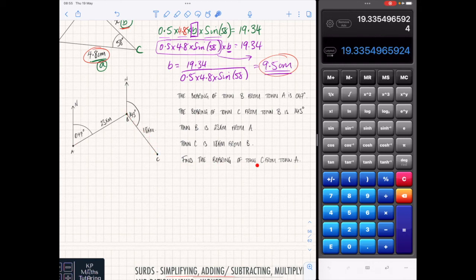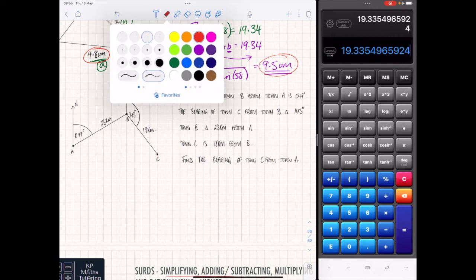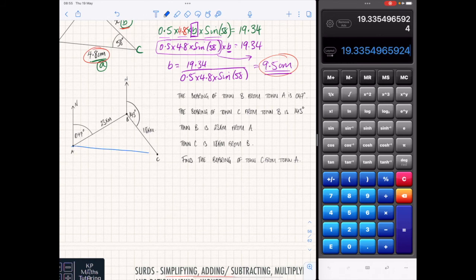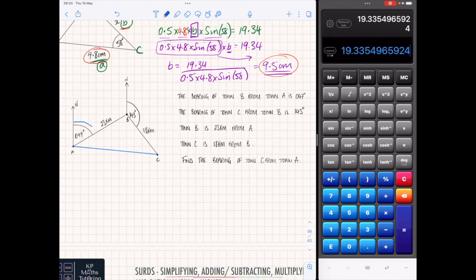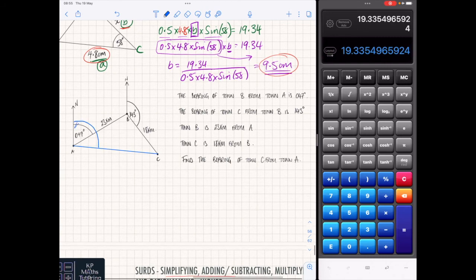We need to find the bearing of town C from town A. The first thing to do here is draw a line there. What this means is I'm trying to find this whole section here. So the question's asking me to find all of that, which means, in order to find all of that, I'm going to need that part there. So you can see what I'm doing is I'm working out what it is I need. So this is the question. I figured out what it is I need. Now I'm starting to work backwards to what I can work out.